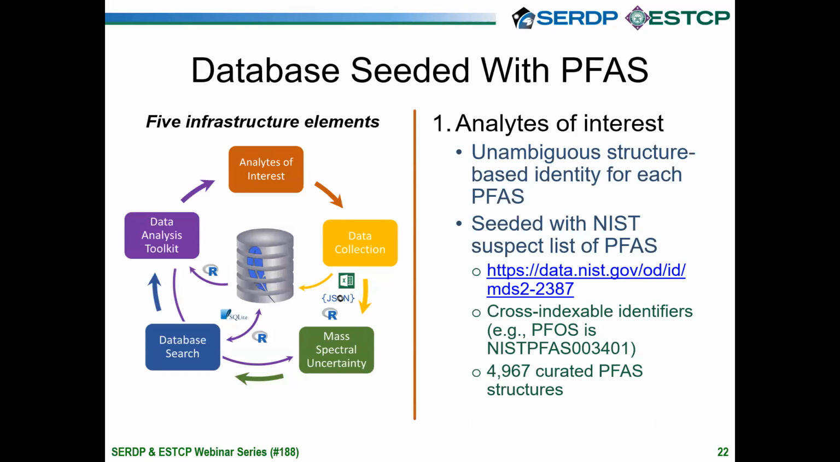There are 5 infrastructure elements intended to operate in a cyclical reinforcing pattern. We're attempting to provide a capture and sharing mechanism for gray data to expand the sphere of known analytes. Those elements start with analytes of interest. For this effort, we seeded the first DIMSpec database with the NIST suspect list of possible PFAS, which includes almost 5,000 curated PFAS structures and includes unambiguous machine interpretable identity for each PFAS.